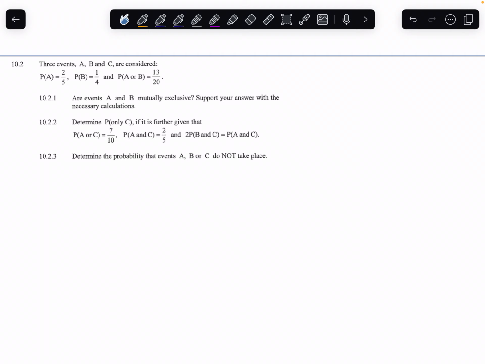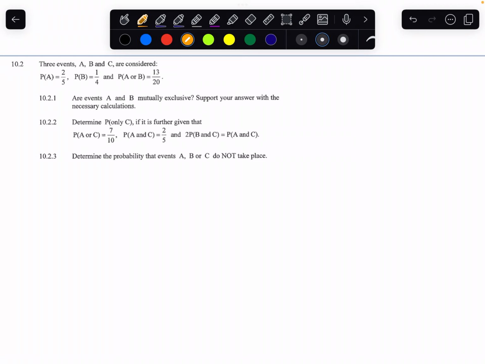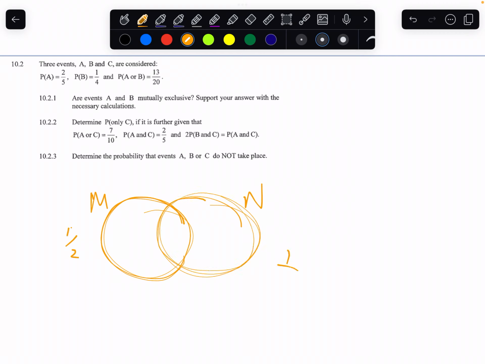Okay, mutually exclusive are events where there is zero chance of them happening at once. So, if A and B are in fact mutually exclusive, then we will expect the sum of the probability of A and the probability of B to be the same as the probability of either of them happening. Because, if you think about events where there is an overlap, right? So suppose we had event M and event N, and the chances of M happening is 1/2, and the chances of N happening is 1/4.